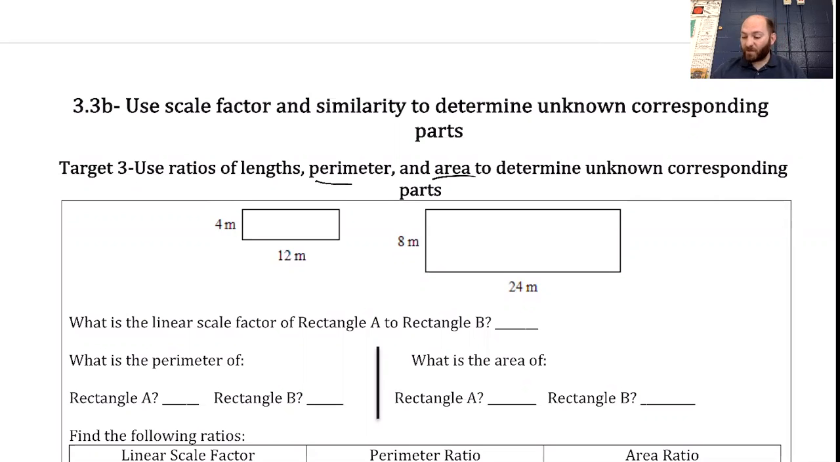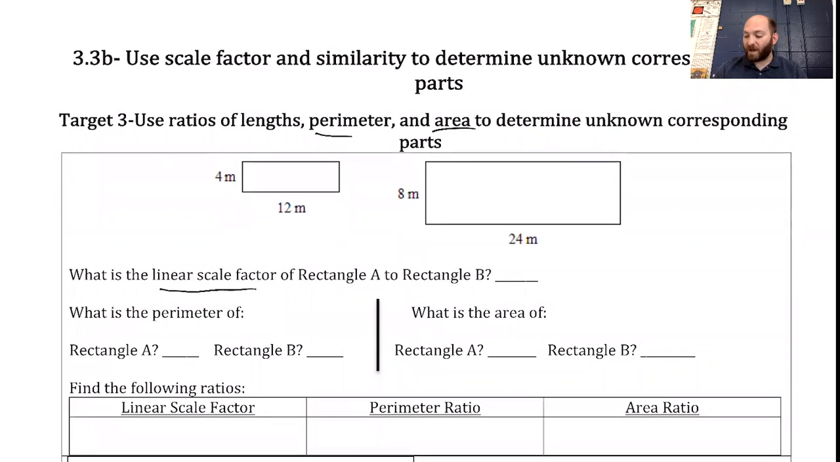So when we look at these, first thing we want to identify is what is the linear scale factor of A to B? It doesn't matter which one I pick, so I'm going to take 4 and 8, or I could take 12 and 24. They reduce to the same thing, which is 1 over 2. So that is my scale factor of 1 over 2.